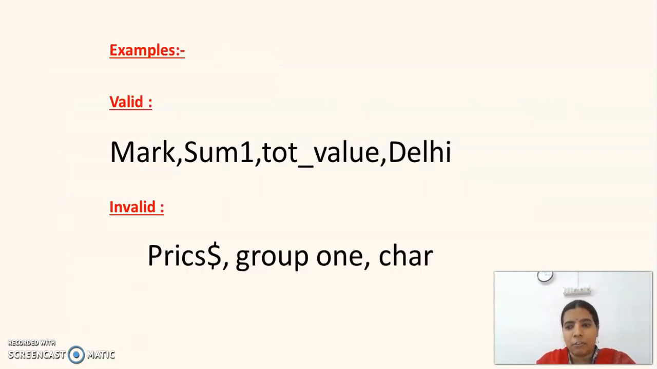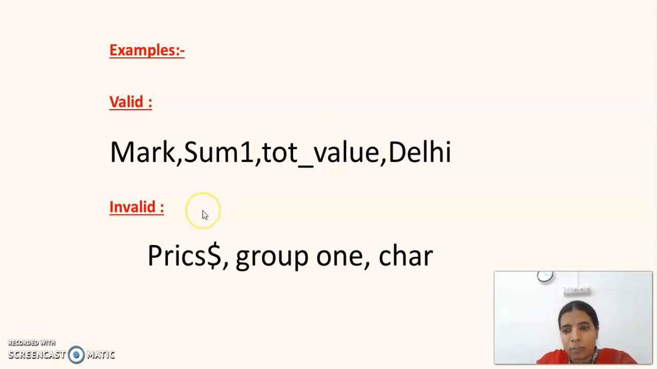Exactly. So let's check a few valid and invalid examples which support this concept. The first one that we have seen is mark. Mark is a valid example because it just has characters. The next one is total_value, where the only special symbol allowed is underscore, and the next one is Delhi. So all these are valid variable names that language C supports.